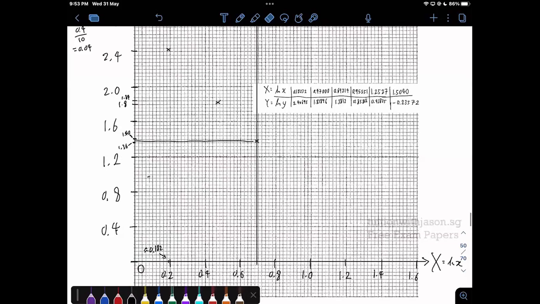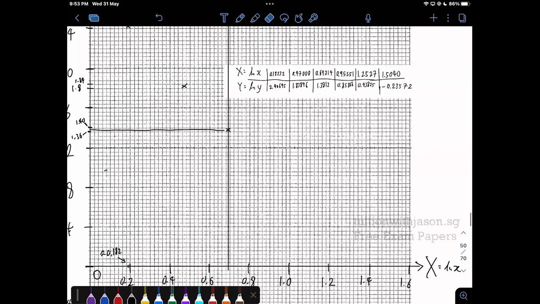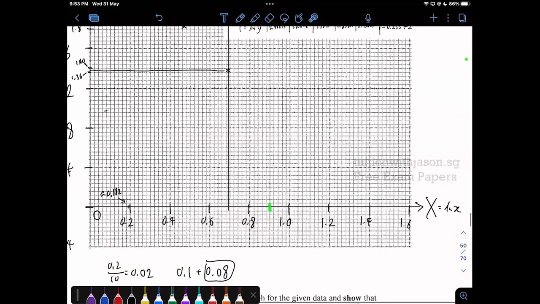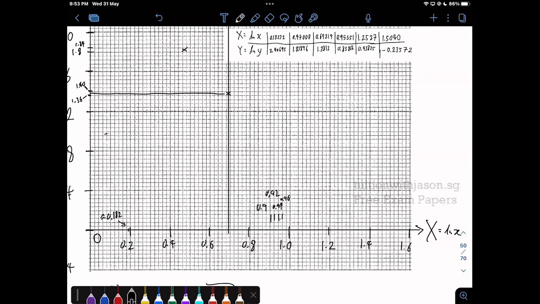Here, 0.95. So it must be somewhere around 0.9 here, then each one is 0.02. So 0.92, 0.94, 0.96. What was the point again? 0.95, right? So it's between 0.94 and 0.96, so over here. Let me just move my ruler over, something like this. Okay.